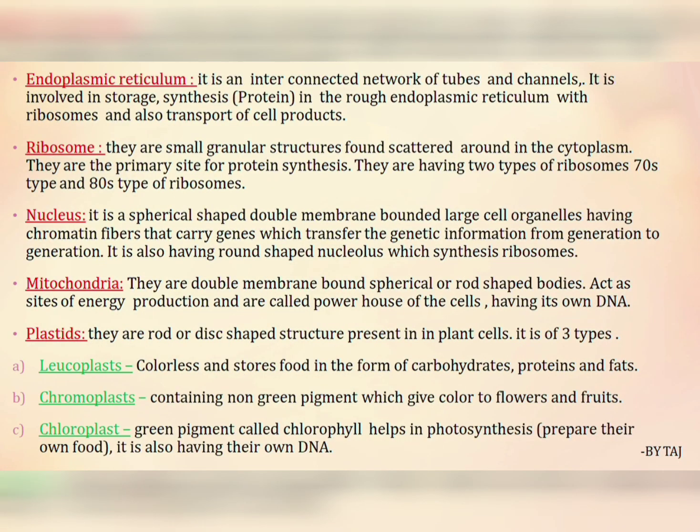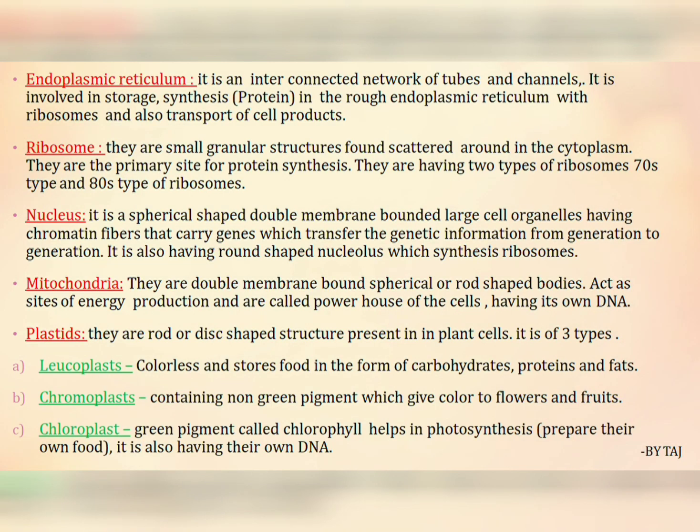So, coming to another type, that is endoplasmic reticulum. It is an interconnected network of tubes and channels. It is involved in storage, synthesis of protein, as well as, with the ribosome, in the transport of cell products. So, the endoplasmic reticulums are of two types, that is rough endoplasmic reticulum and the smooth endoplasmic reticulum.